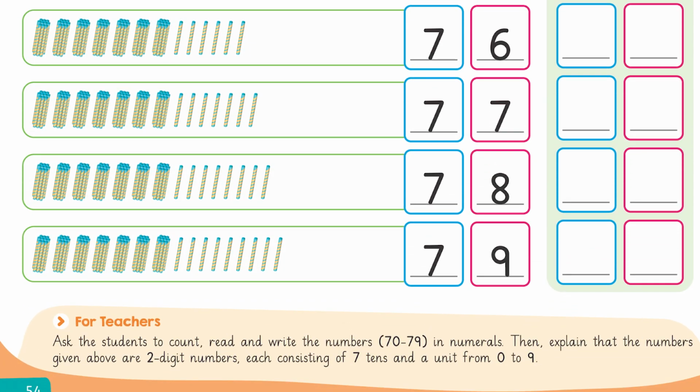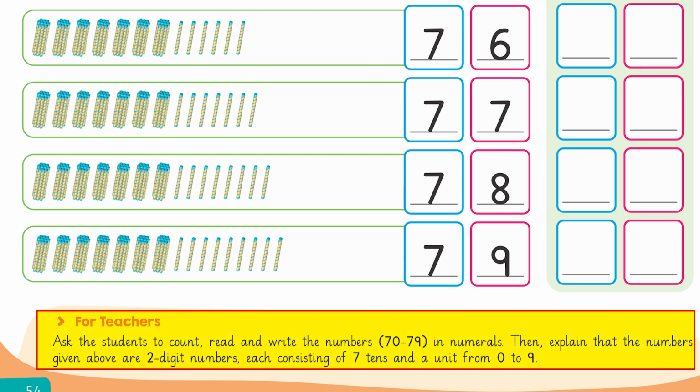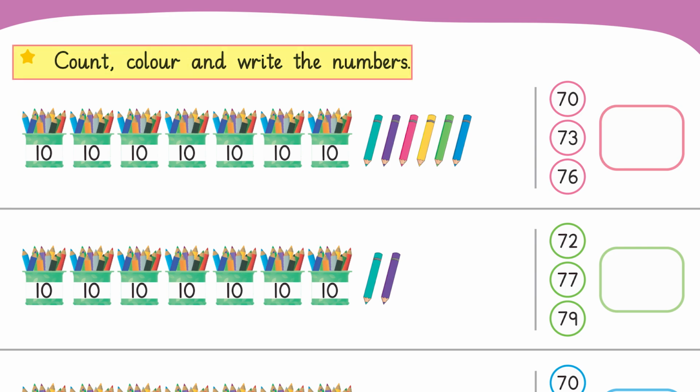And dear teachers, there is a point for you that ask the students to count, read and write the numbers from 70 to 79 in numerals. Then explain that the numbers given above are two-digit numbers, each consisting of 7 tens and a unit from 0 to 9. The next page is again count, color and write the numbers.